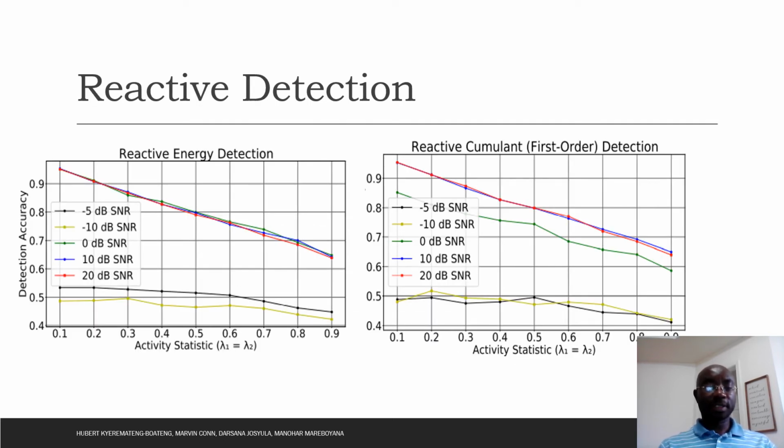Reactive detection. Reactive detection for both energy and cumulant showed that the accuracy for SNRs between 0 and 20 was better than for the SNRs of -5 and 10, for both energy and cumulant.